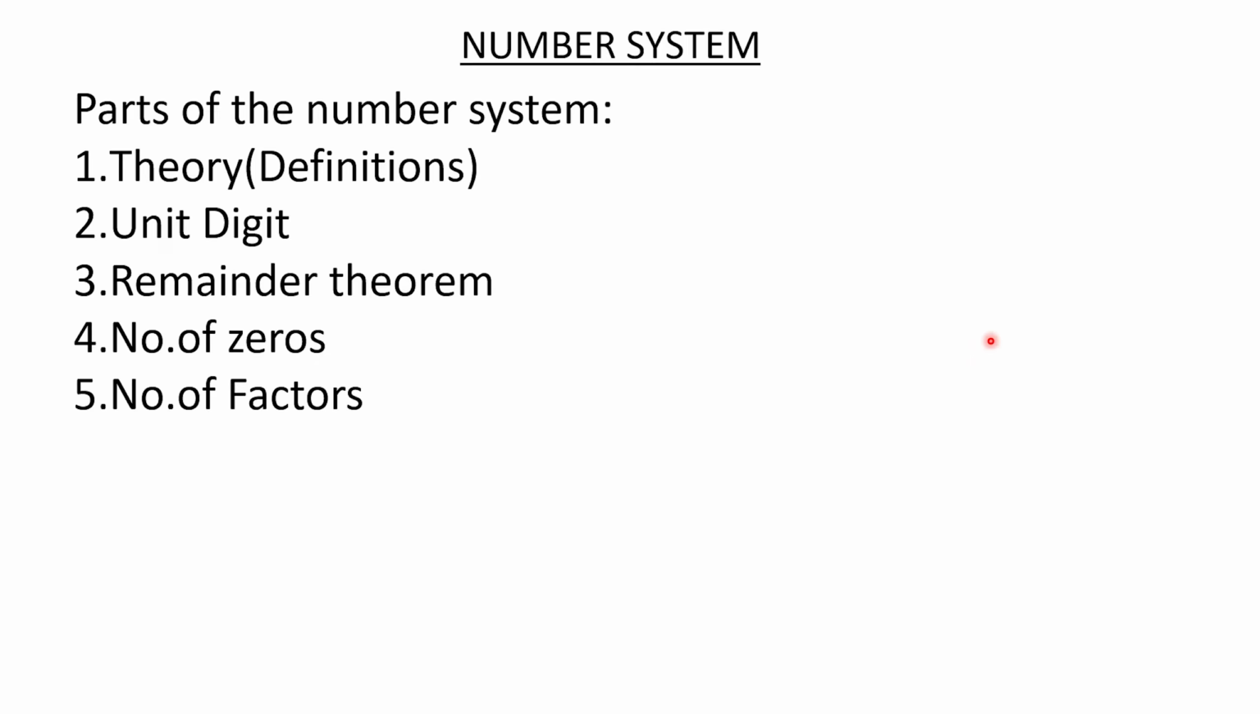And let's go to the number system. First, I'm going to start with the number system in quantitative aptitude. There are several parts in the number system. As you can see, the first one is theory, which mostly consists of definitions only. I'm going to explain the definitions and also give a practical example, if possible, that I know. Okay. The second part is unit digits. The third part is remainder theorem. The fourth one is number of zeros. And the fifth one is number of factors. First of all, we are going to start with the theory.